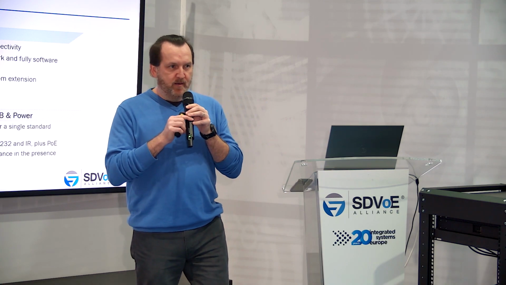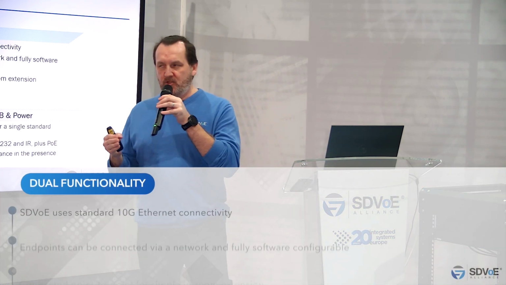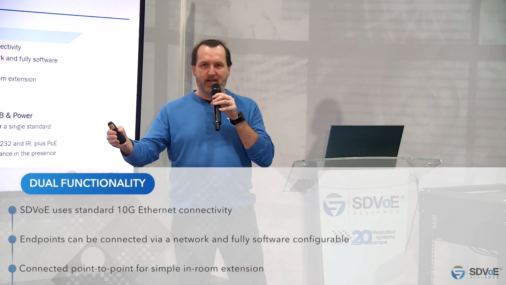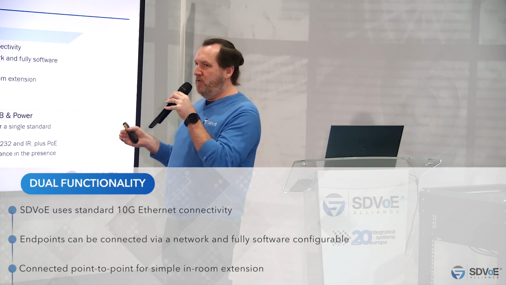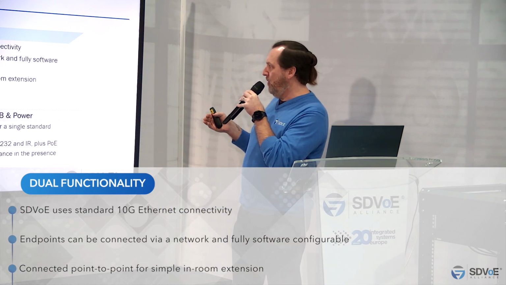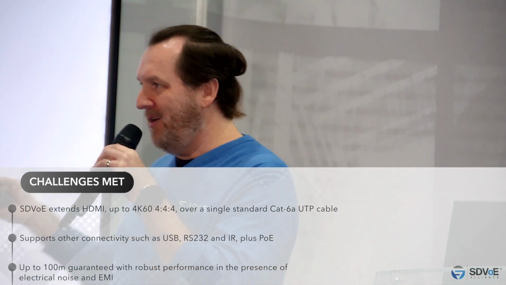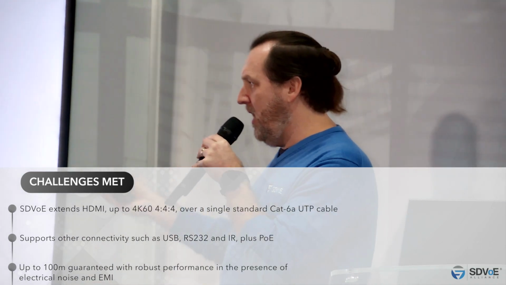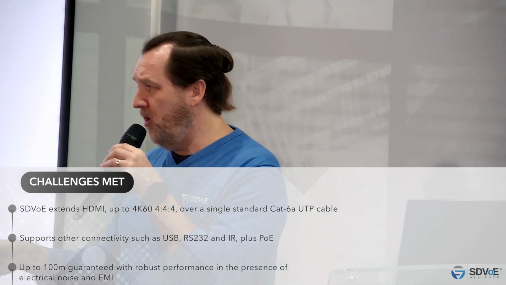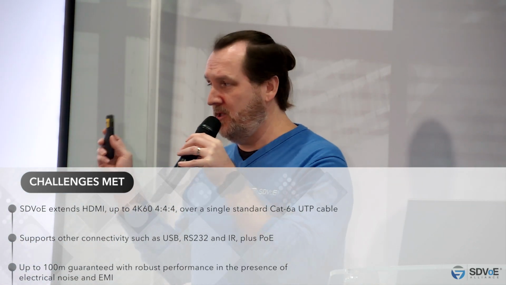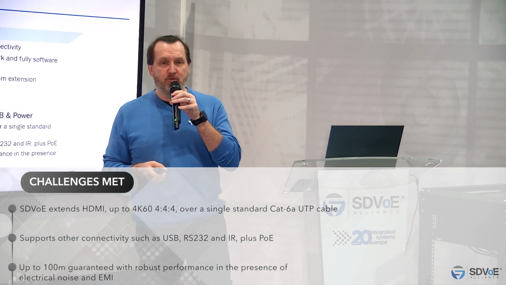So, what's clear about SDVoE? It is the most flexible and powerful AV over IP solution. But with that, you actually have dual functionality. You can also connect SDVoE endpoints together directly, point to point, and therefore use them for in-room extension, for example. And because it uses standard 10 gigabit Ethernet, it's one cable that extends the HDMI up to 4K 60 4:4:4 over a single Cat6a cable up to 100 meters, guaranteed performance, even in the presence of electrical noise and EMI.